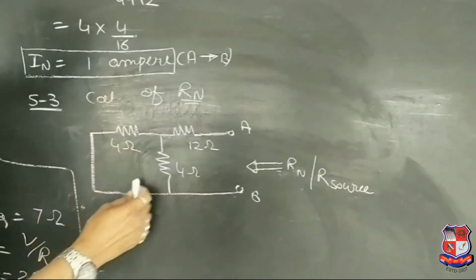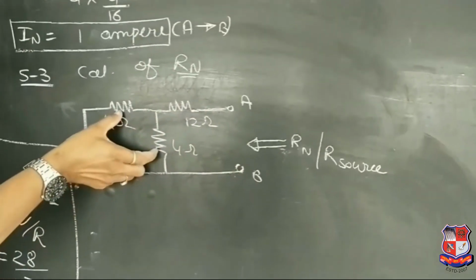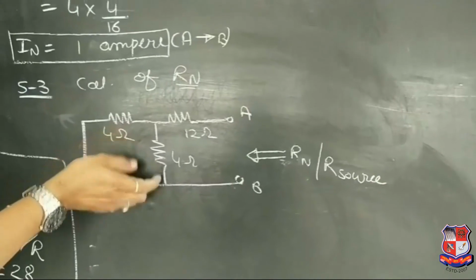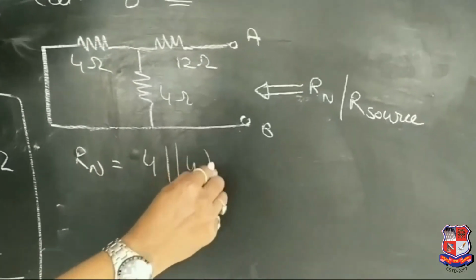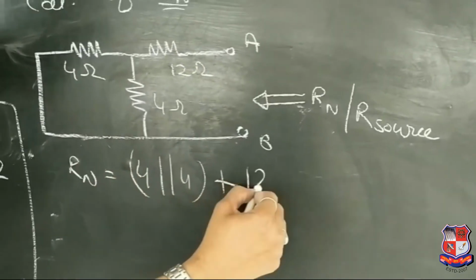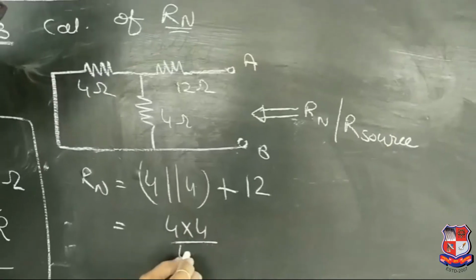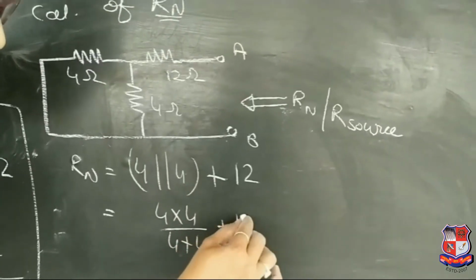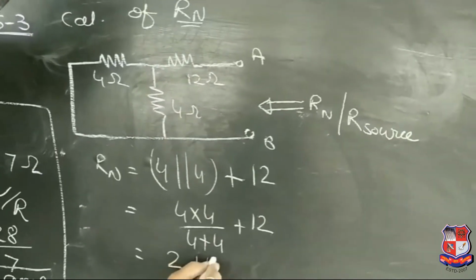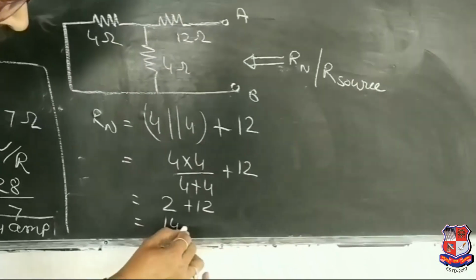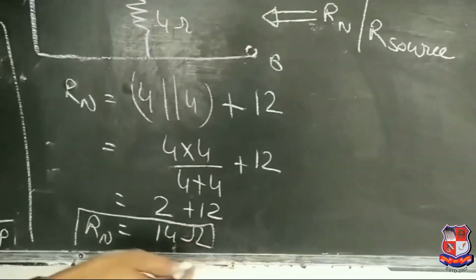Now we have to assume that current flows from A to B, so we have to start from the other end. So R Norton will be given by 4 parallel 4 plus 12. So 4 parallel 4 will be 4 multiplied by 4 upon 4 plus 4, plus 12. If we solve this term, we get only 2 plus 12. So that will be 14 ohm. So that is the Norton equivalent resistance.